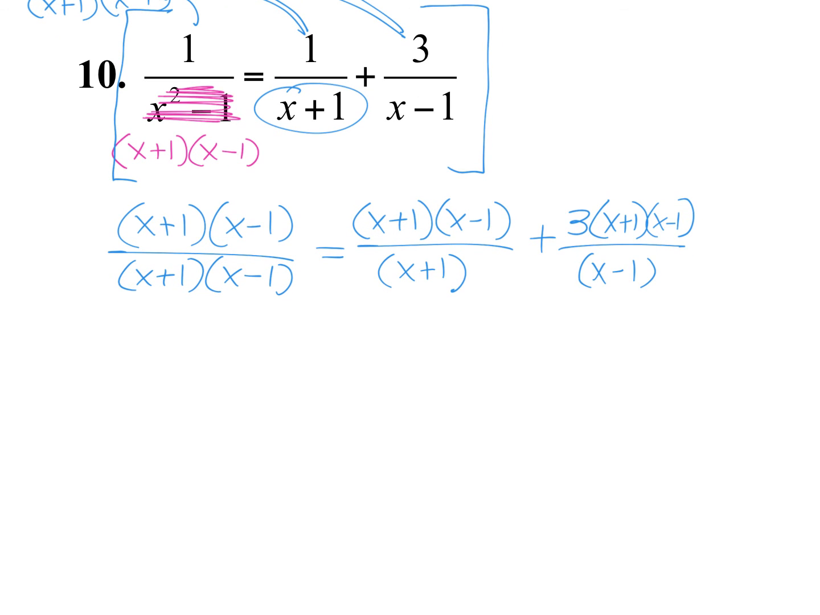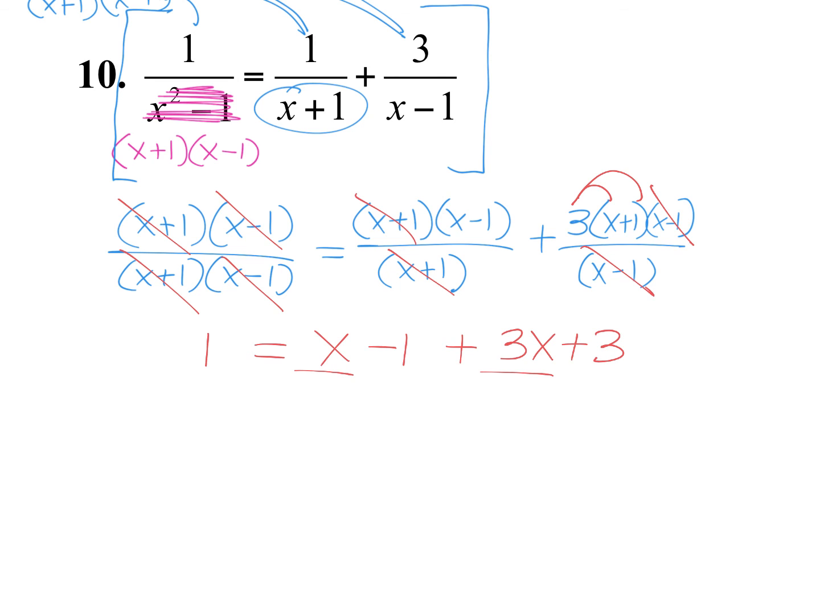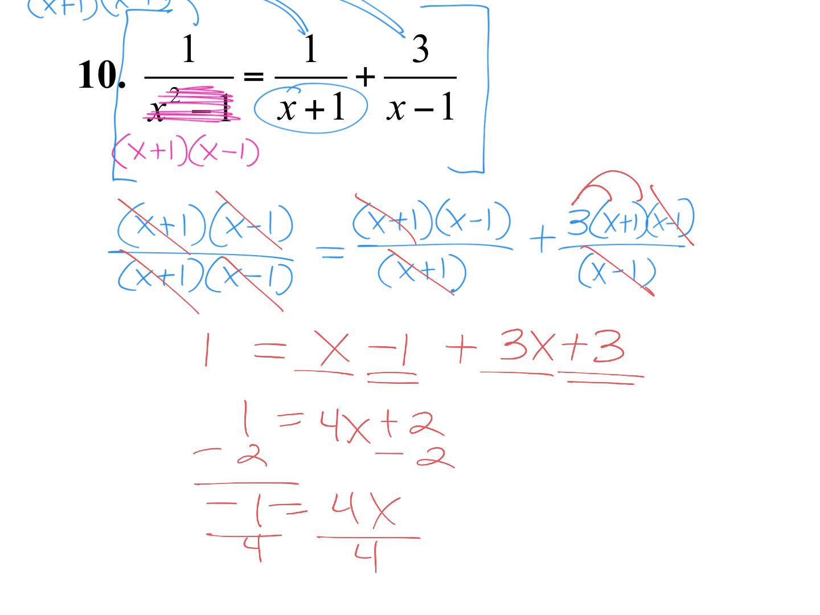And now we simplify. So it's going to be all of this cancels, or 1's out. That equals what? 1, right? Something over itself is 1. X plus 1 over x plus 1, so that's x minus 1. X minus 1 over x minus 1, so you can distribute this, 3x plus 3. And now simplify that. X plus 3x is 4x. Negative 1 plus 3 is a positive 2. Take away the 2. So negative 1 equals 4x, and then divide by 4. So x is a negative 1/4.